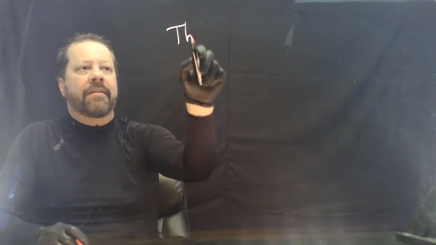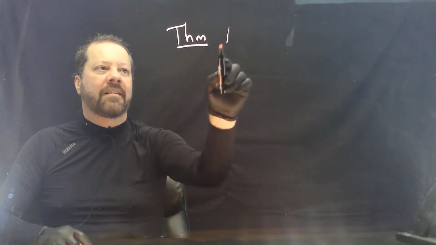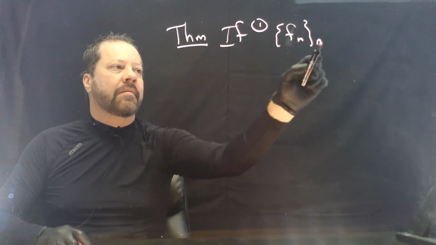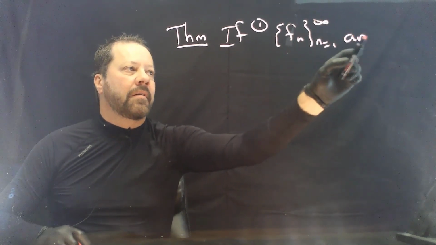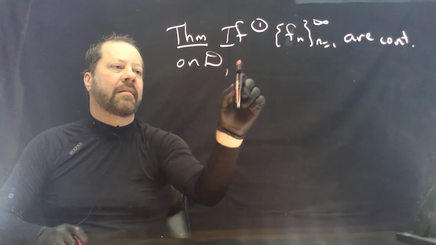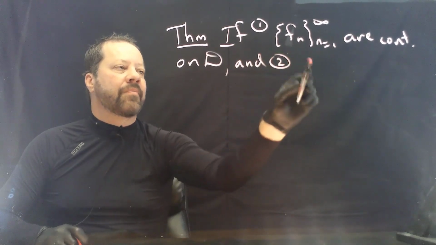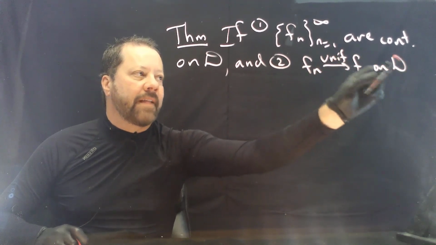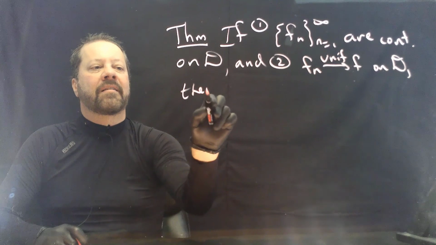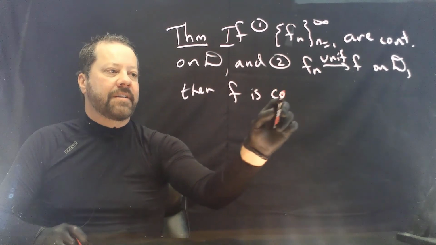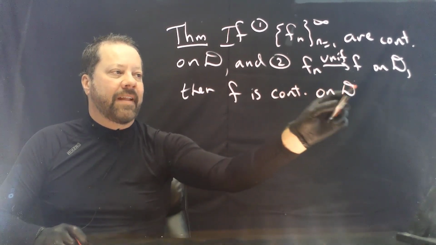Uniform convergence is special because of the following theorem. Let's suppose the sequence of functions Fn are continuous on some domain D, and Fn converges uniformly on that domain D to some function f. The conclusion is f is continuous on that domain.